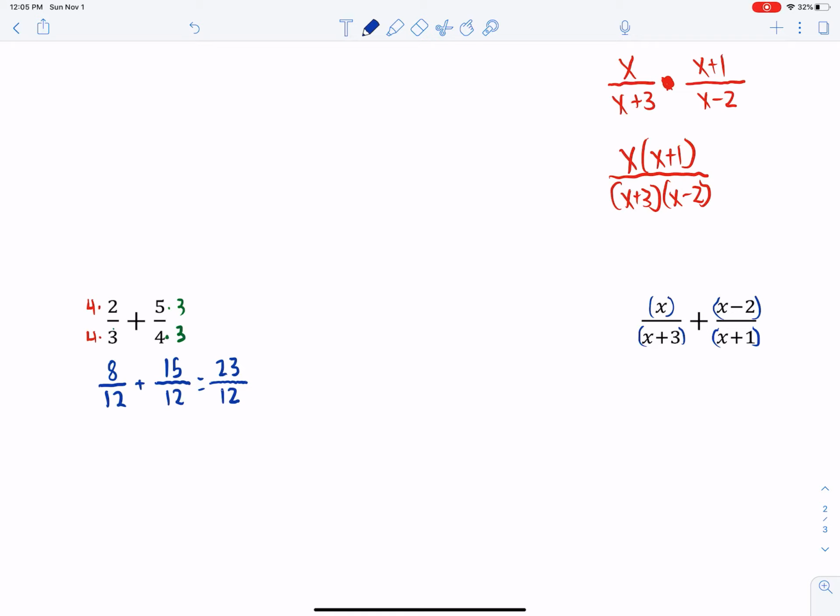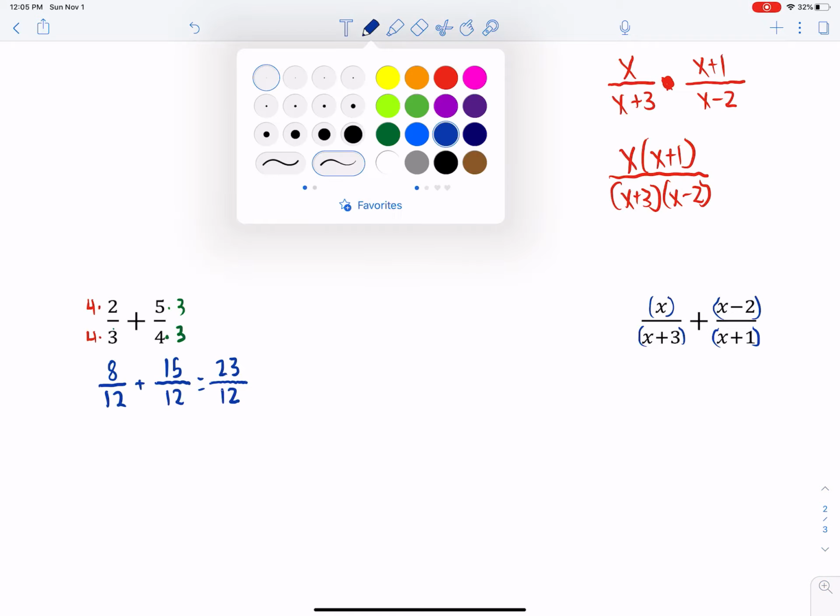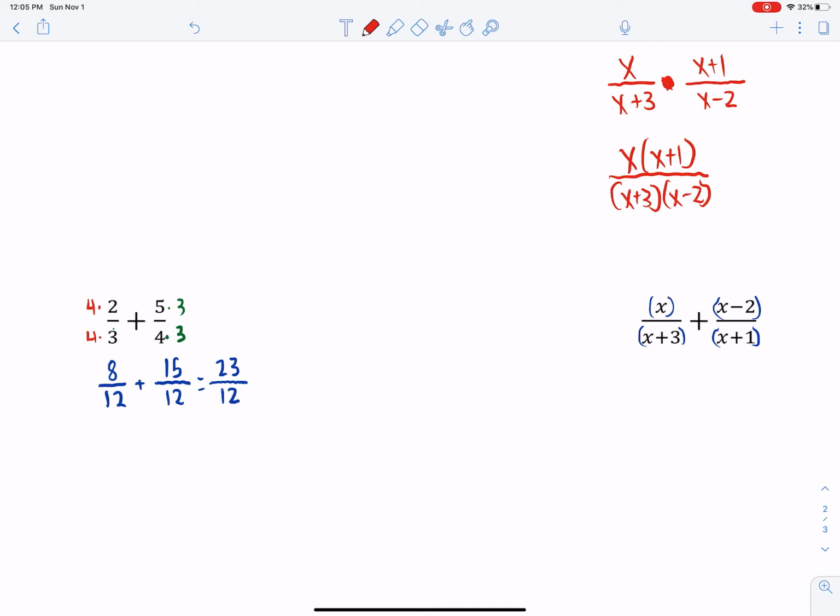Now, to get a common denominator, we're going to do exactly what we did with that example over there to the left. We multiply the top and bottom of the first fraction by what's on the bottom of the second fraction. In this case, it's x plus 1. We multiply the top and bottom of the second fraction by whatever's on the bottom of the first fraction. In this case, it's x plus 3.